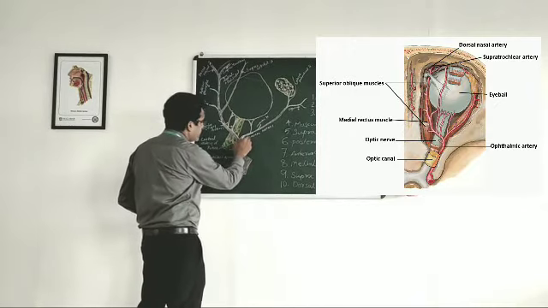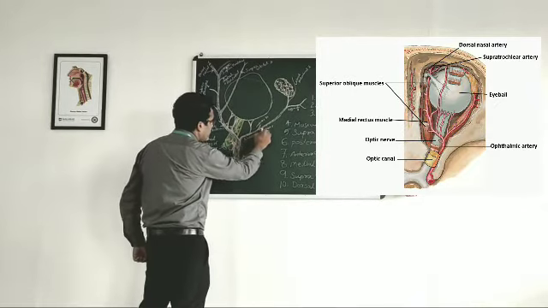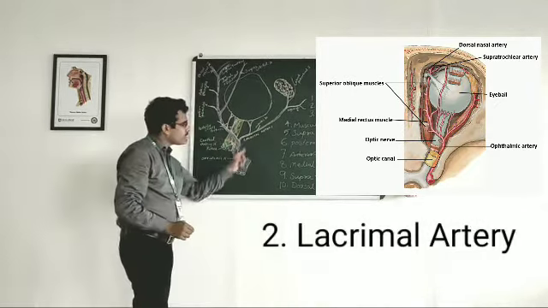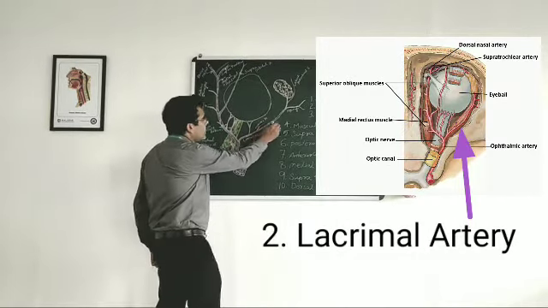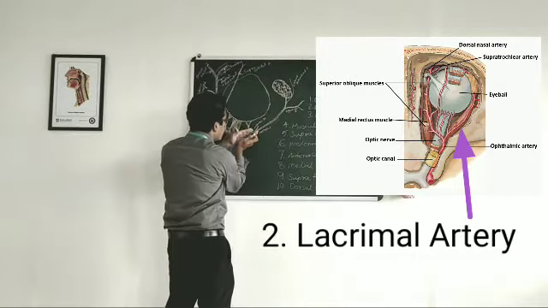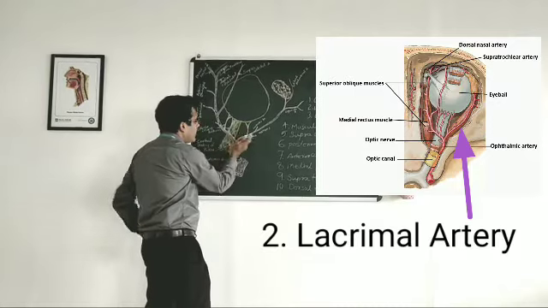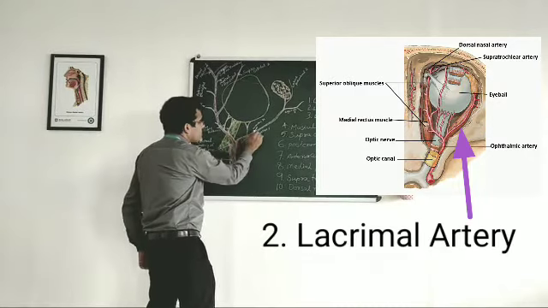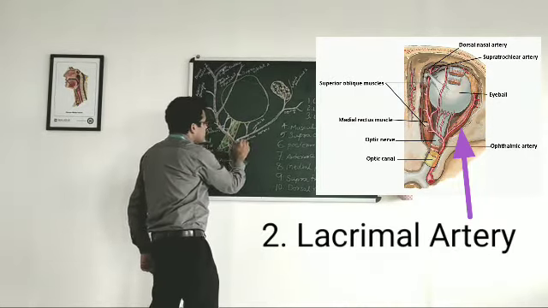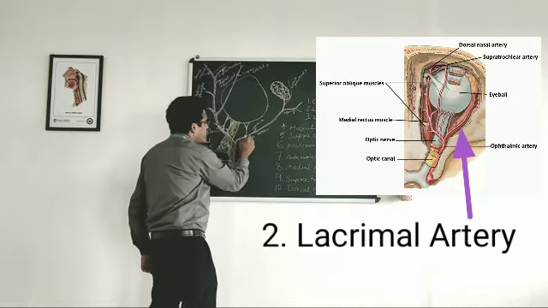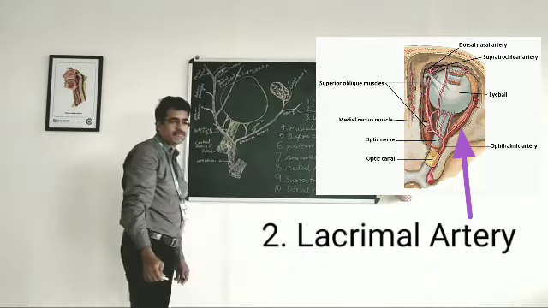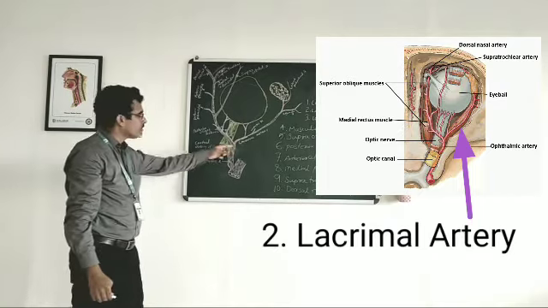Further, it will provide another branch towards the lateral aspect. This is called the lacrimal artery. The lacrimal artery goes towards the lacrimal gland, located lateral to the eyeball and lateral to the optic nerve. So it is running laterally. This lacrimal artery provides muscular branches, especially to the lateral rectus muscle.